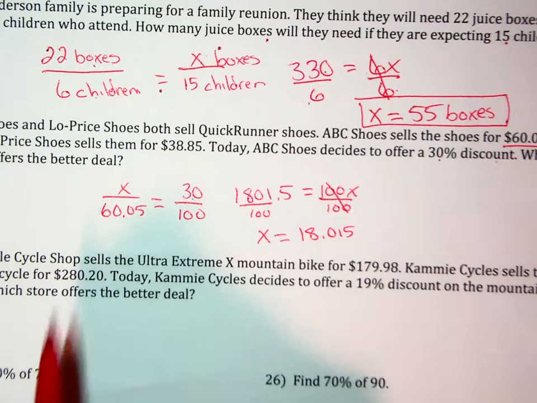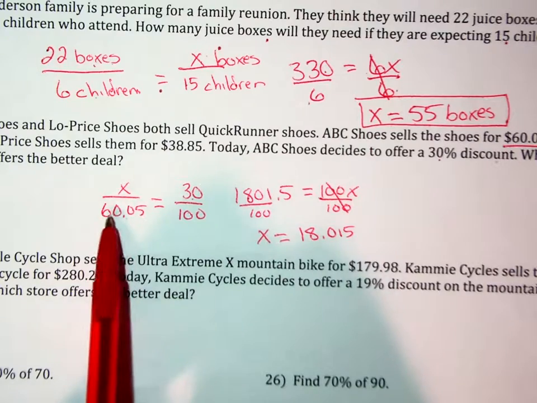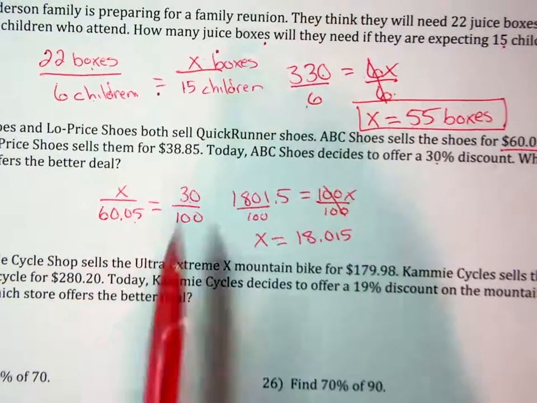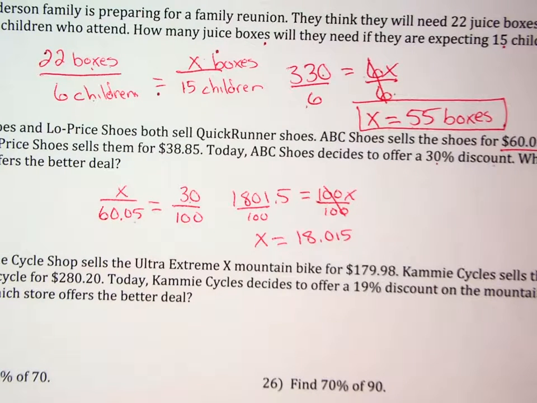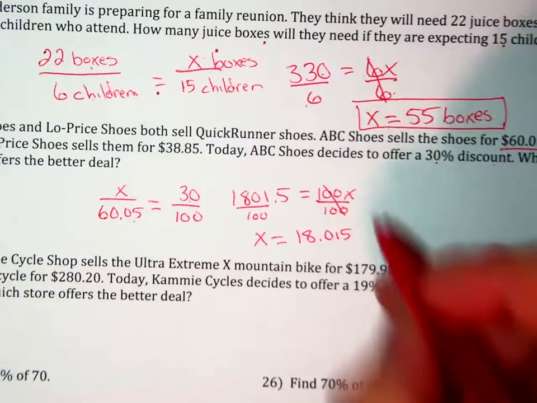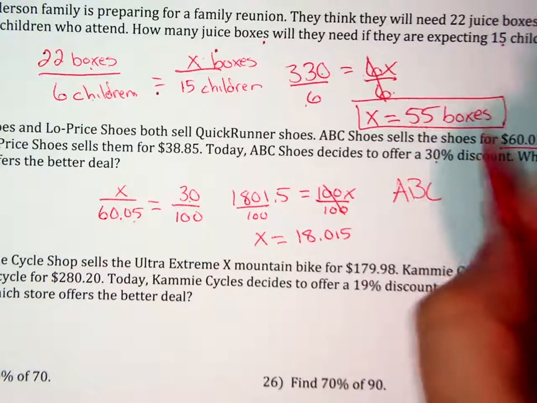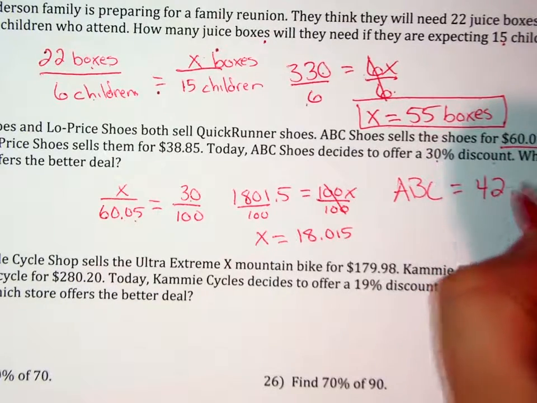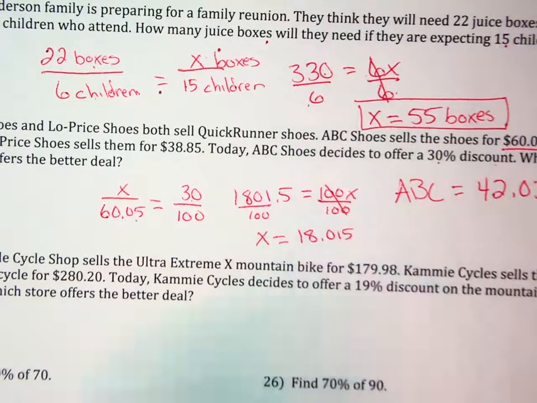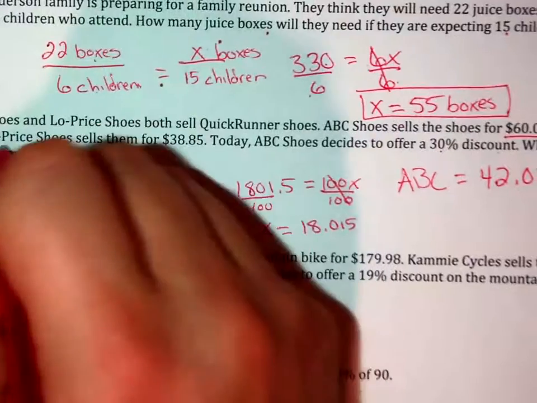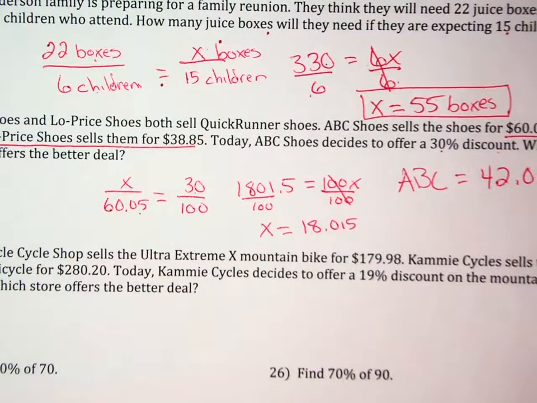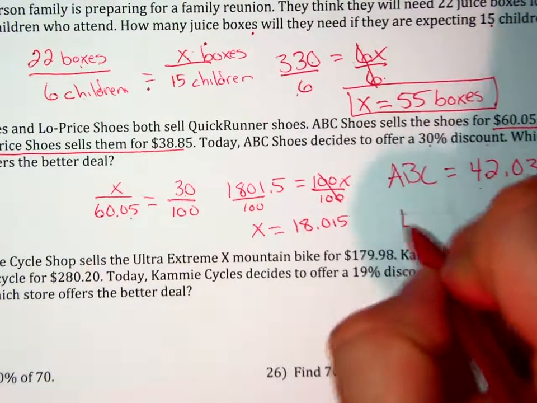Well, in order for me to find my new price, I need to take my 60.05 and subtract the 30% to find my new sales price. So my new price for ABC Shoes is equal to 42.035, or I could round that up to 42.04. Either way, I'm going to find out that Low Price sells them for $38.85. Low Price Shoes is my better deal.